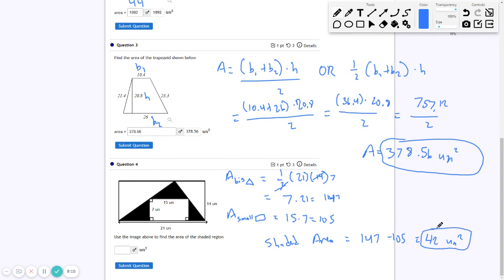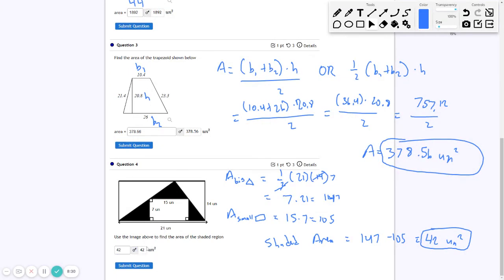So again, ignore what I said at the beginning. It's not the whole rectangle minus the small rectangle because then we'd still be missing these parts here. We got to make sure we do the triangle minus the rectangle inside, and that will help us a lot. So just to make sure, our final answer should be 42, and we got it there.